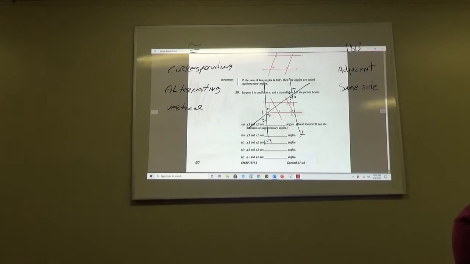What about 3 and 2? Same side, so they're supplementary, and 1 and 2 are supplementary. Therefore, 3 and 1 are congruent. They're equal to each other because they're both supplementary to 2. Yes. Okay.